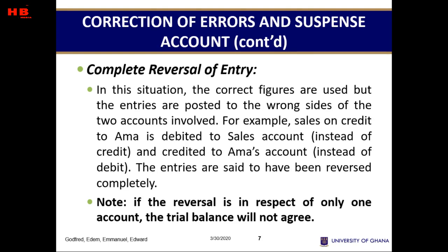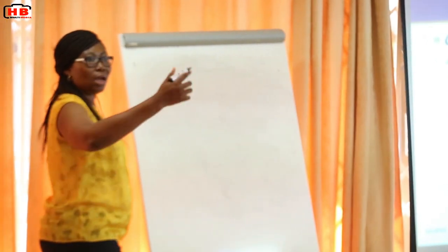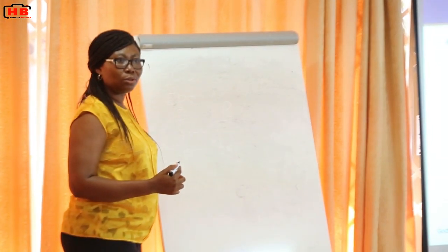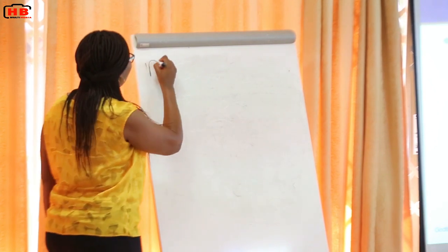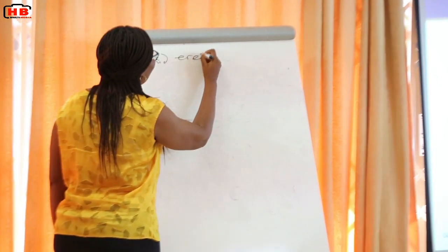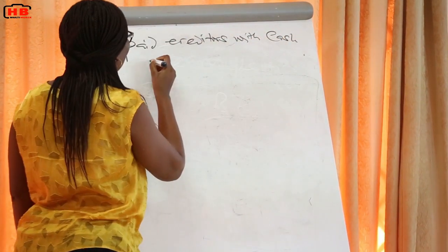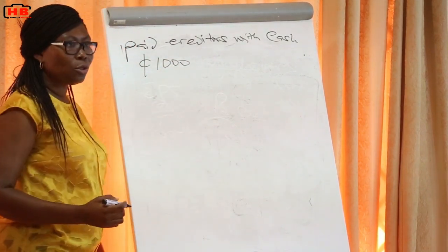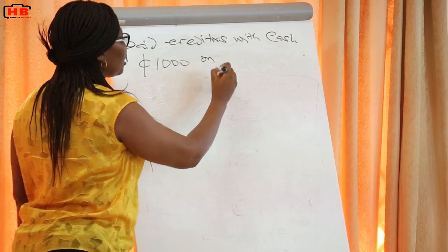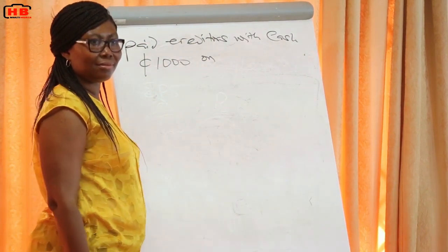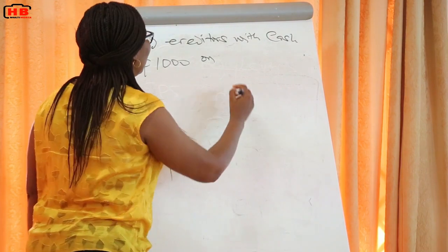And then complete reversal of entry, where the correct figures are used, but the entries are posted to the wrong sides. I'll give a typical example. Somebody give me a transaction where we paid creditors with cash. Paid creditors with cash, 1,000 Ghana. Okay, so who can give us the entries? On what date was our transaction? 24th March 2020.